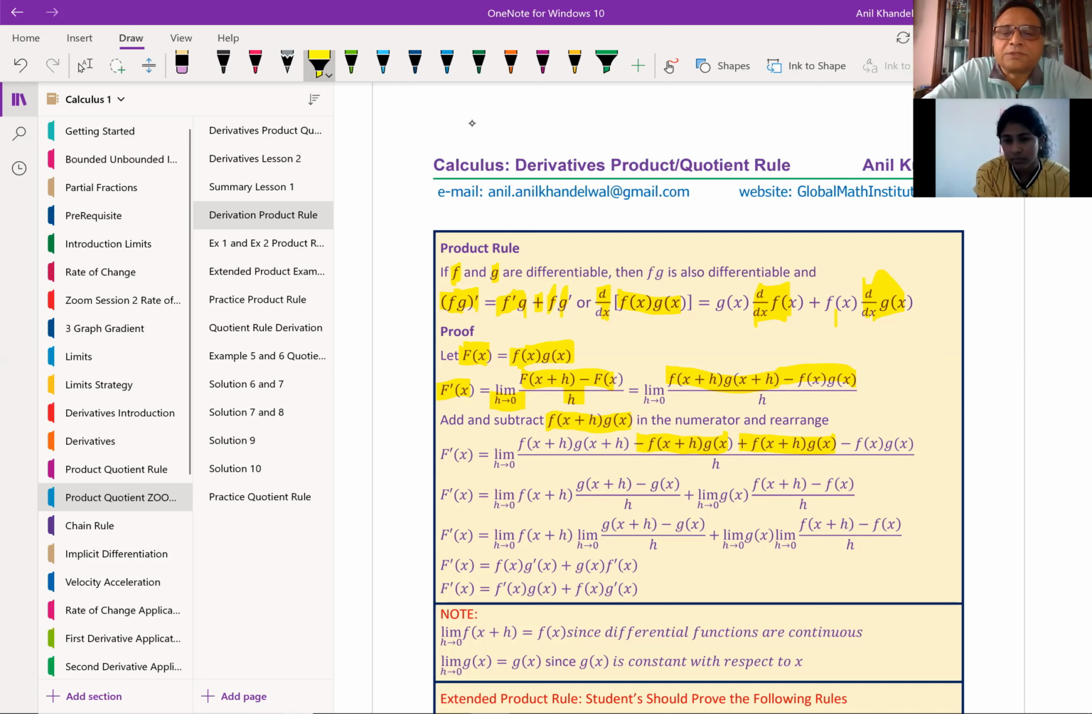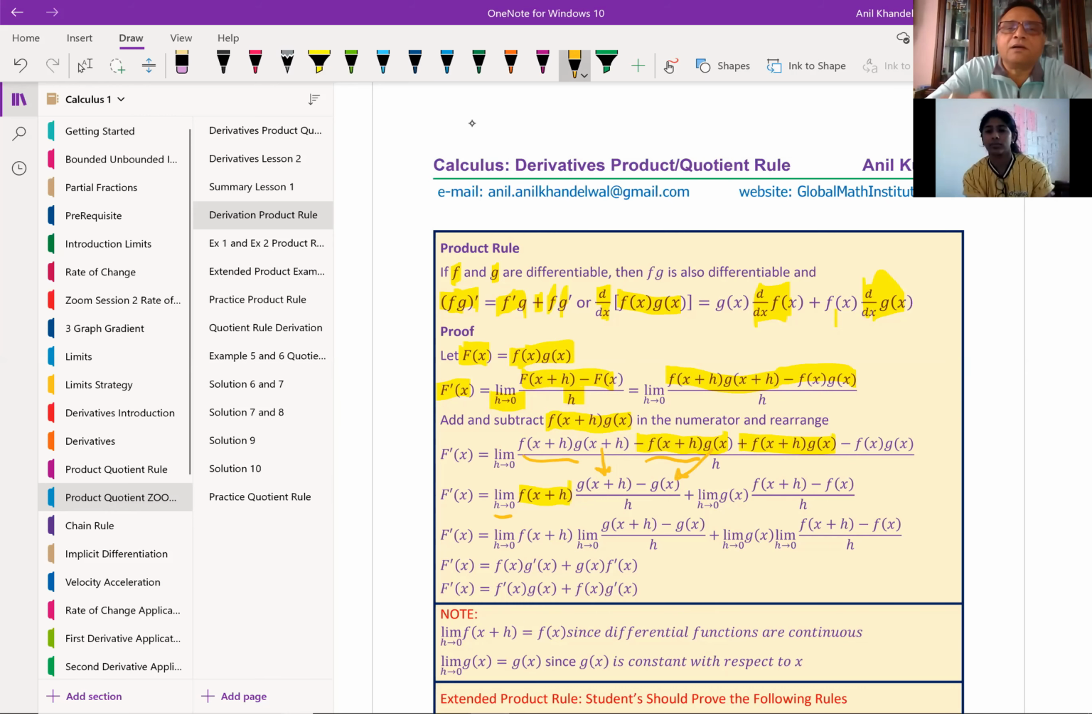into two parts. So in part one, what we are doing is we are taking f of x plus h common. So now look at it from here. f of x plus h is common, correct? What are you left with? You're left with g of x plus h and g of x. Does it make sense? And that is the limit of all this when h approaches 0.